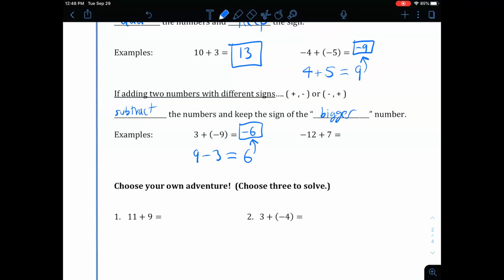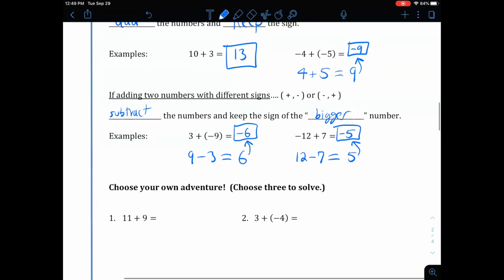Okay, now we have -12 plus 7. We're adding numbers with different signs. We're going to subtract. We're going to do 12 minus 7. What is 12 minus 7 going to be? That's going to be 5. Now, which number is bigger, the 12 or the 7? 12 is bigger, a bigger absolute value. So what's the sign on the 12? Is it negative or positive? It is negative, so we're going to get -5 for our answer for this one. So you subtract and keep the sign of the bigger number, or the bigger absolute value number.